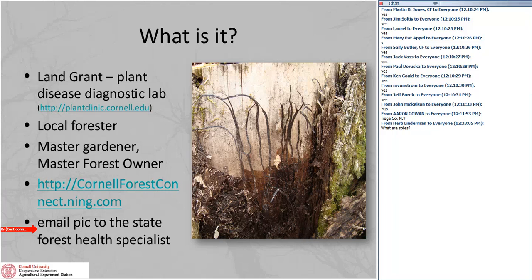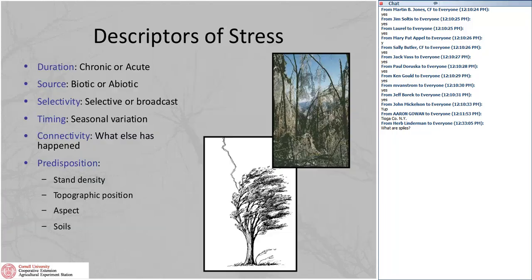If we want to describe a stress, this is the kind of thing you would want to think about when trying to identify an agent of stress: being able to describe it in a way that the person you're seeking information from can help. So you may want to think about describing it by its duration. Oftentimes you will see something that's different, and it was there today and it wasn't there last week, so you don't really know if this is chronic or acute. That may or may not be something you can really comment on.